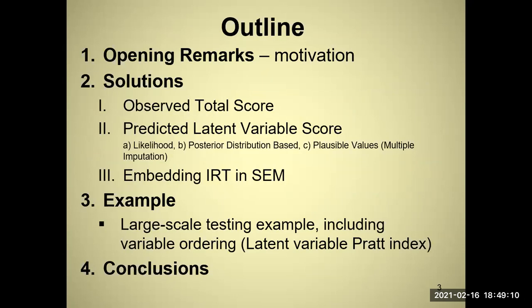Here's an outline. I have four broad sections I want to cover. Some opening remarks, motivating the problem itself, giving you some context for it. I'd like to discuss three solutions that are described. One is using the observed total score. The other is using predicted latent variable scores, and there are actually three approaches to that: the likelihood, the posterior distribution-based approaches, and plausible values through multiple imputation. And the third is the solution that I want to speak most about, which is embedding IRT in structural equation modeling. I'll try and give you an example of this, including an issue of variable ordering, through the latent variable Pratt index, and then some conclusions towards the end.